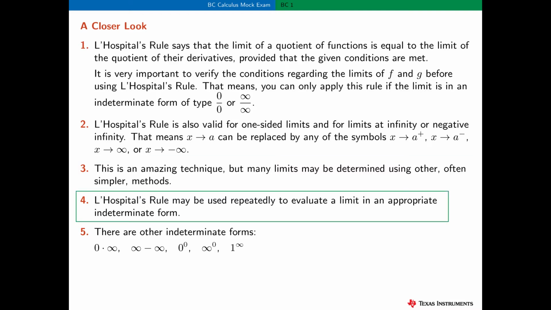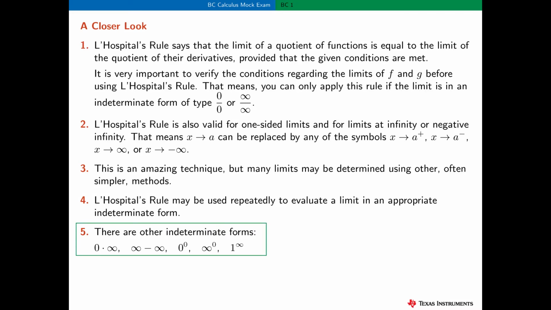L'Hopital's Rule can be used repeatedly. That is, after applying the rule, the limit may still be in an indeterminate form. So we can use L'Hopital's Rule again and again, if necessary. And finally, I don't want to mislead you. There are other indeterminate forms associated with limits. These are not tested on the AP Calculus exam, but I think most college calculus courses cover these forms. The basic approach to solve a limit involving one of these forms is to rewrite the expression so that it is in an indeterminate form of type 0 over 0 or infinity over infinity. And then we know what to do.